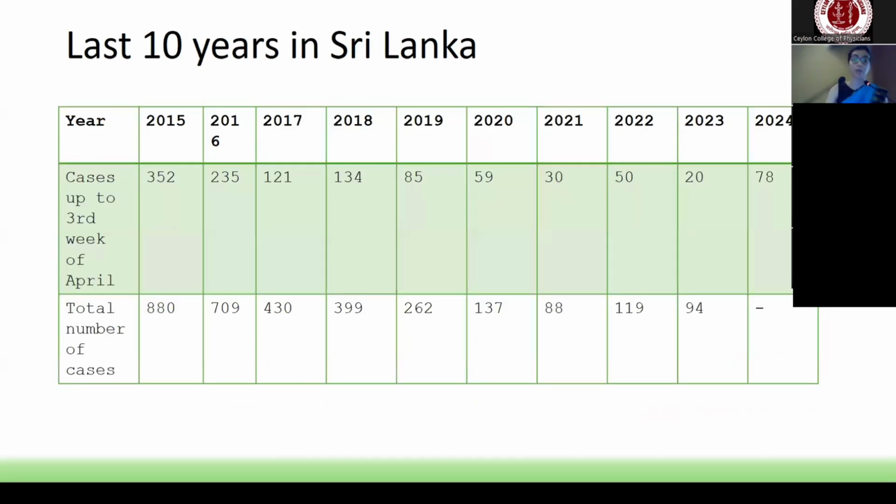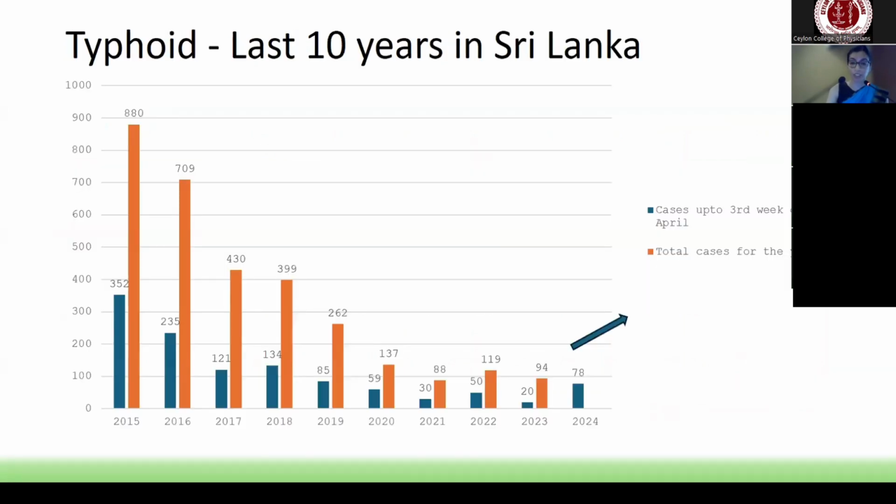This is the data from the last 10 years in Sri Lanka. It is taken from the weekly epidemiological report. So when demonstrated in the graph, you can see that from 2015, there's a steady decline in the cases, and the cases have been lowest during the COVID era.